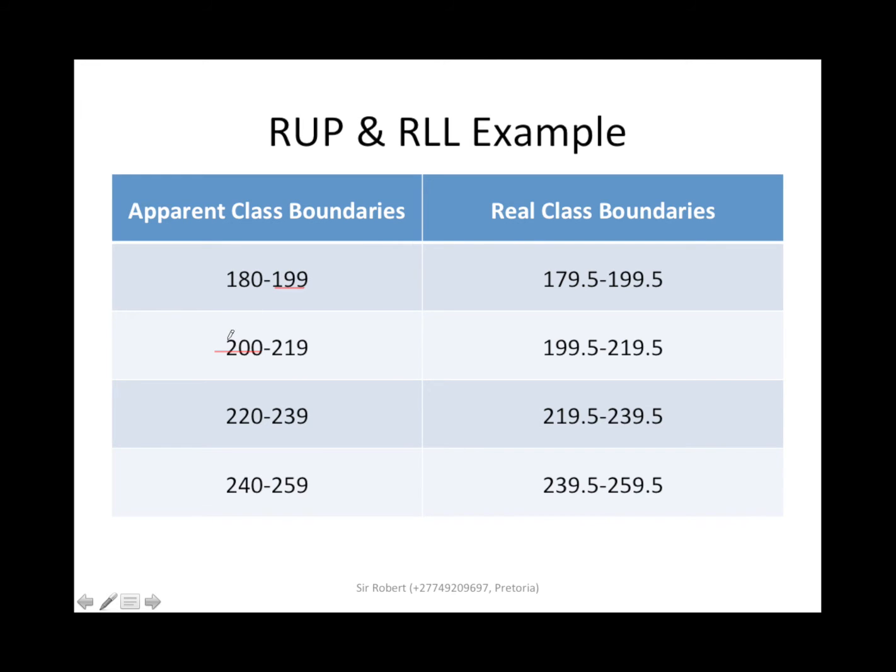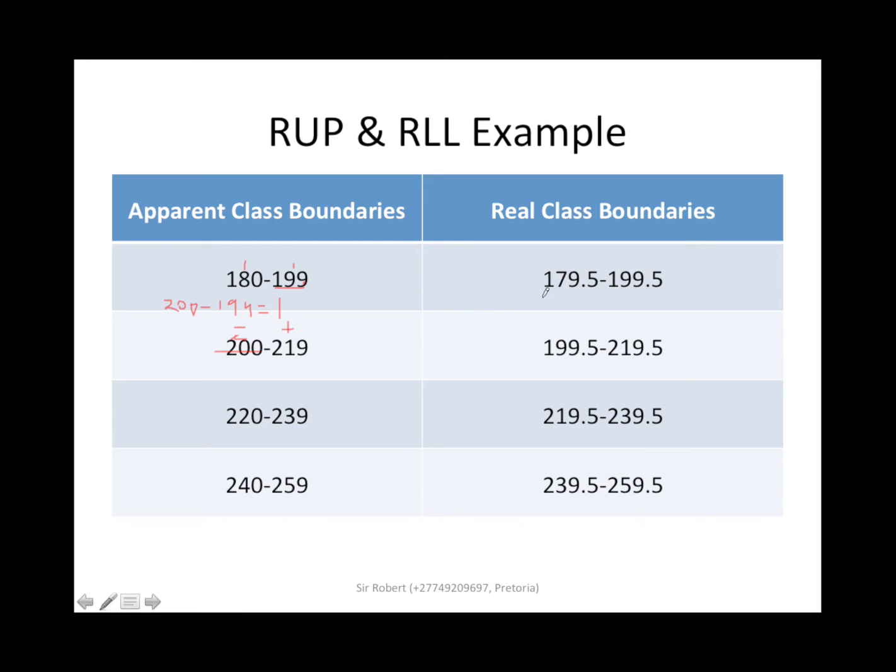Suppose you are taking the first number in the second class and subtracting the last number in the first class. So it's basically 200 minus 199, and you get 1. Now you divide this by 2, so you get 0.5. This 0.5 you subtract from this one and add to this one. Basically you subtract on the first and add on the second number.